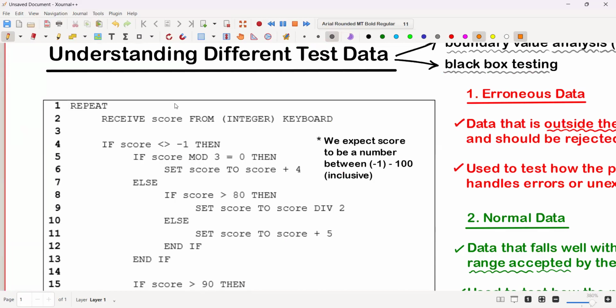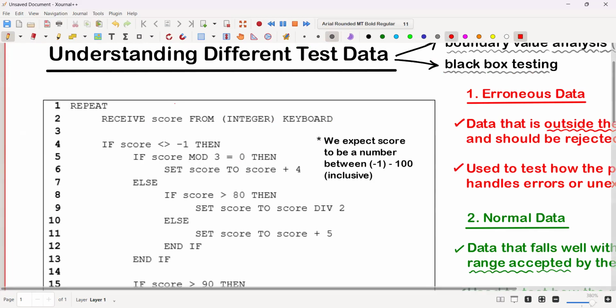Either they can ask you to define these kinds of test data, or like I am doing now, they may ask you to find examples of erroneous, normal, and boundary data for a given scenario. So let's see how that's answered. Let's see how this is done at the exam. Let's first try to understand what the program is about.